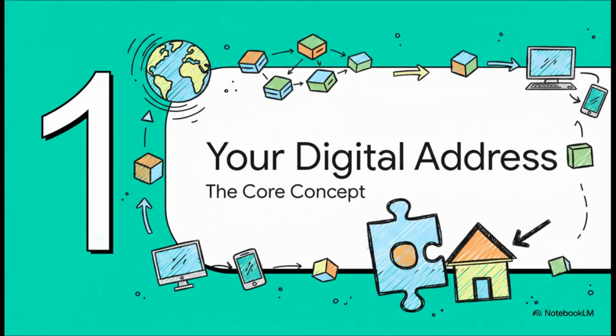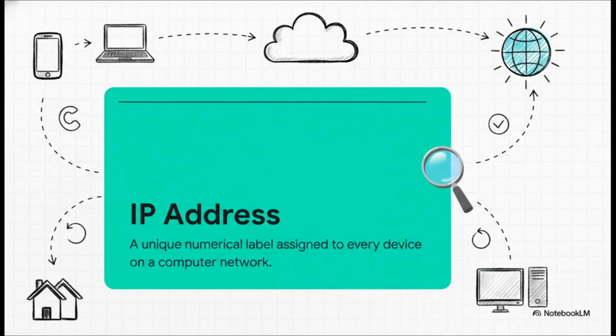To really get how this all works, we have to start with the most fundamental piece of the puzzle, that digital address itself. It's the thing that makes everything else possible. An IP address, which stands for Internet Protocol Address, is pretty much exactly what it sounds like. It is the unique address for your device on the gigantic map of the internet. You know, just like your house has a specific street address so the mail carrier can find you, your phone or your computer has an IP address so the internet knows exactly where to deliver data.